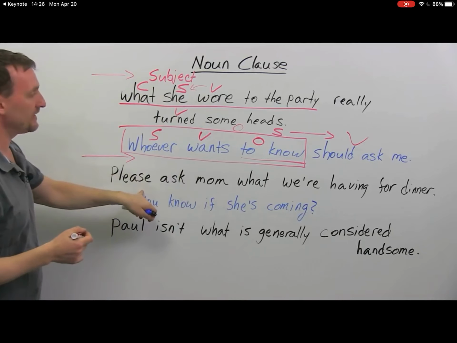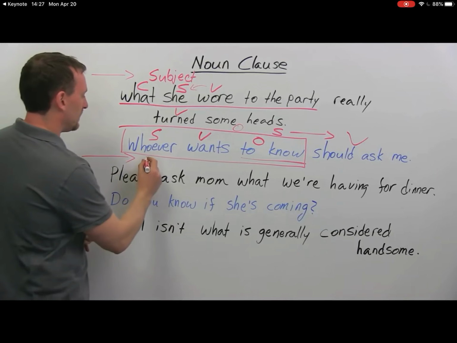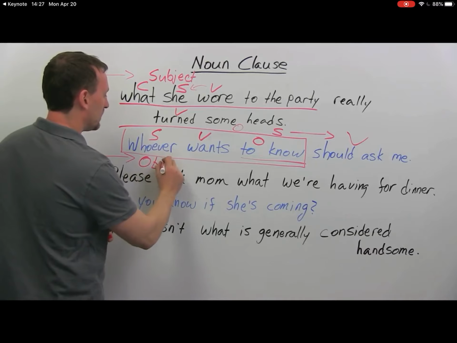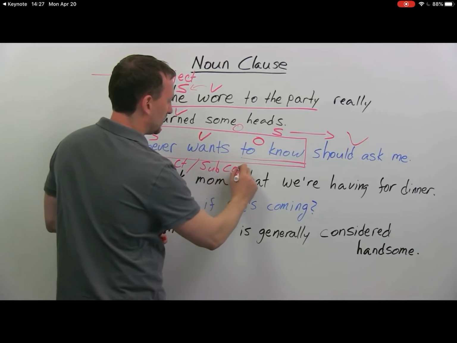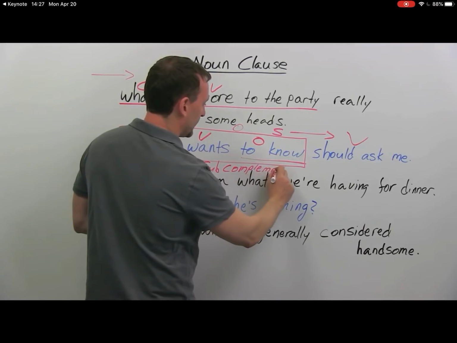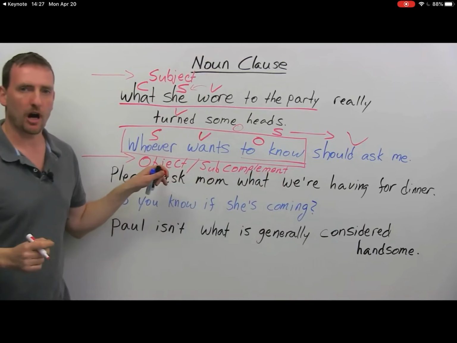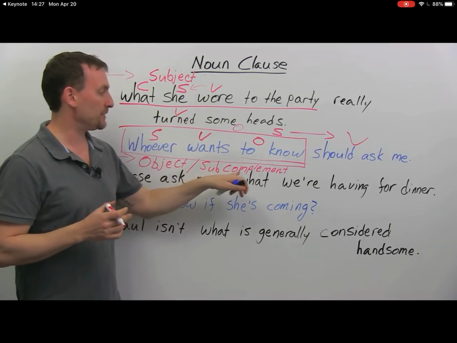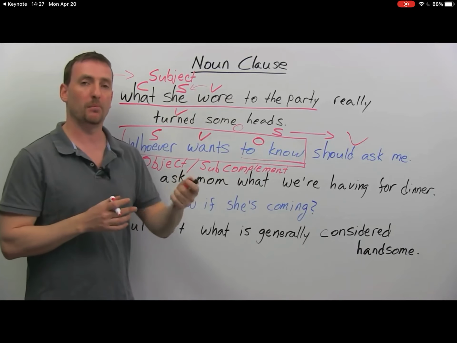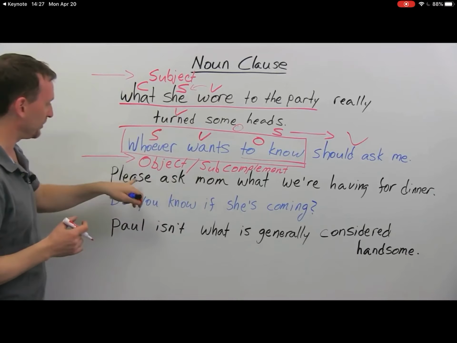Now we're going to look at the next example. Here we have noun clause as object or subject complement. Just to refresh your memory, an object answers the question what or whom about the verb. A subject complement answers what or whom about the subject. So let's look at the first example.